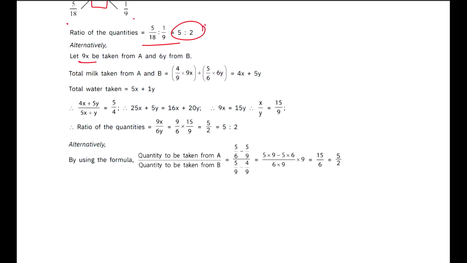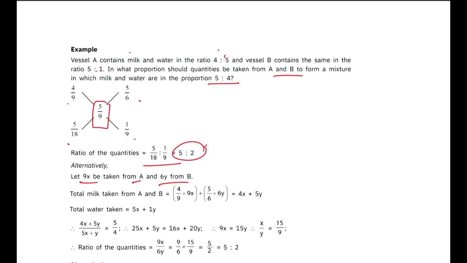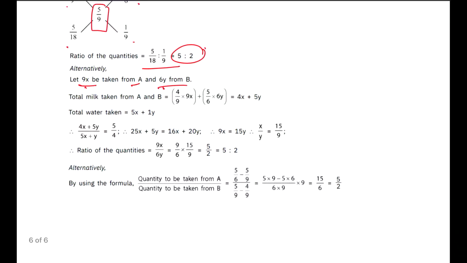Let 9x be the total quantity taken from A and 6y from the quantity of B. The purpose behind that is the sum 5 plus 1 and the sum 5 plus 4. 5 plus 4 makes 9 and 5 plus 1 makes 6. That is why we have taken these values of 9x and 6y.